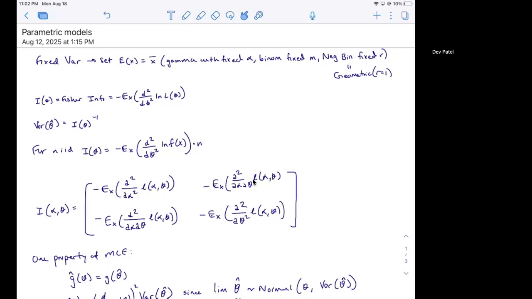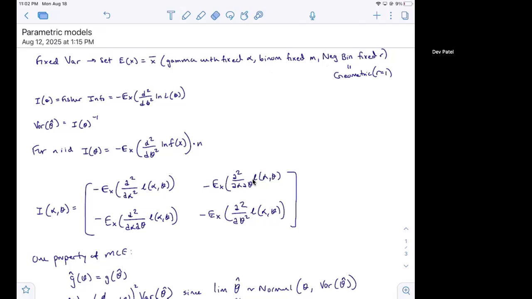The variance of the parameter is the inverse of the Fisher information. So that is how we can approximate the variance of a parameter. When it is fixed, when we have gamma with fixed alpha and these distributions here, we can get the variance of the parameter exactly by doing manipulations.